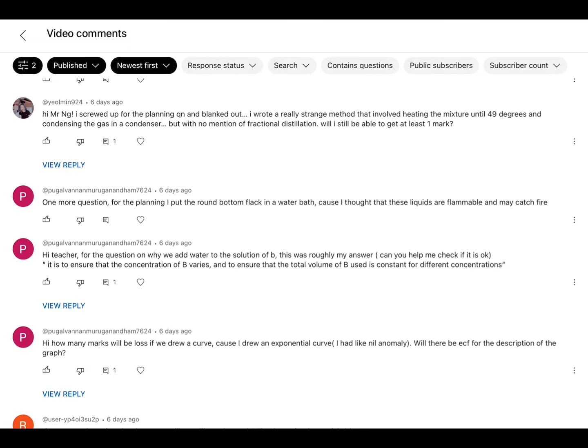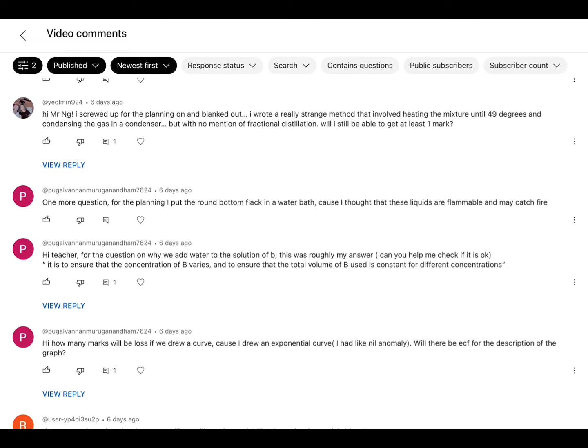But in the event where your flask containing the mixture and the condenser is not airtight, meaning your propanol, when it boils, actually escapes into the surroundings rather than going into the condenser, then it will not be accepted. There were also many comments on the last part of the question where you're supposed to test for the presence of propanoic acid.